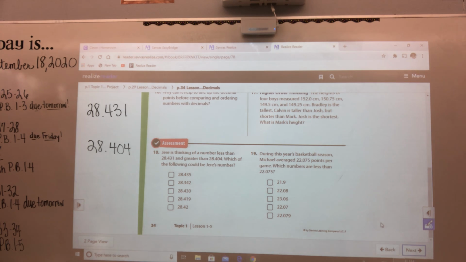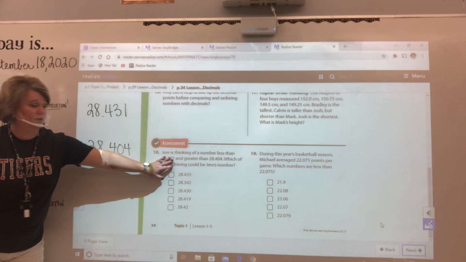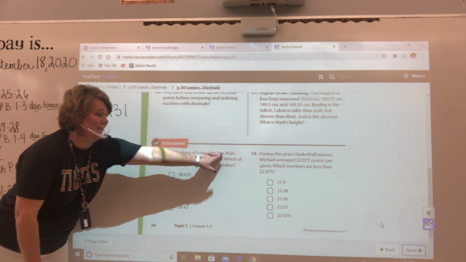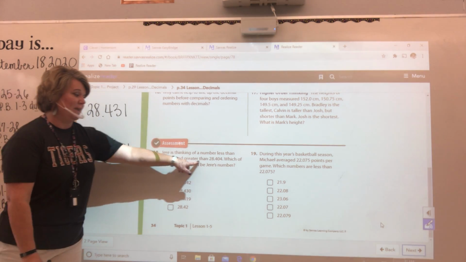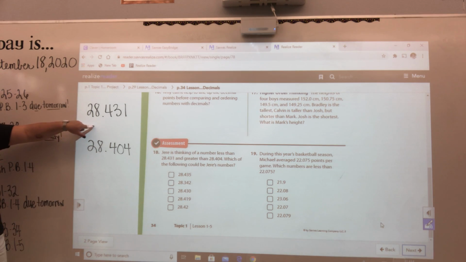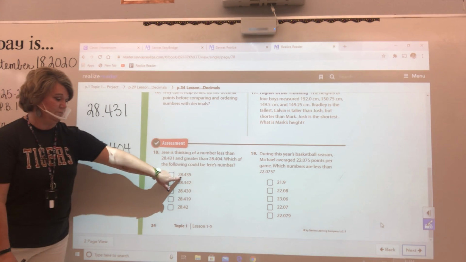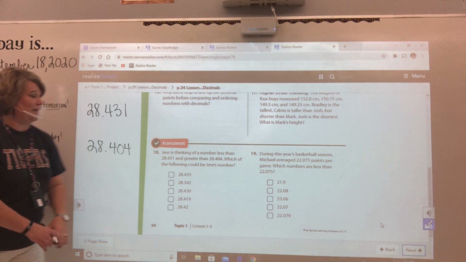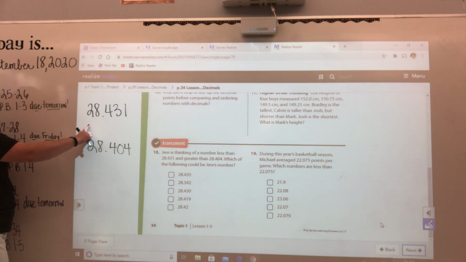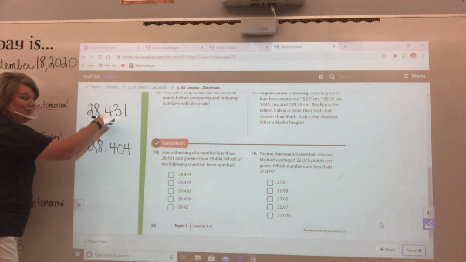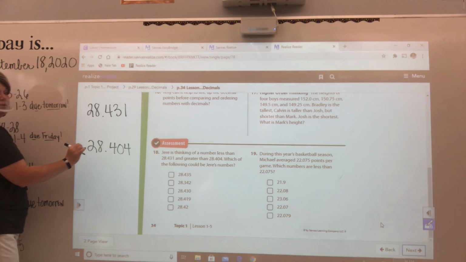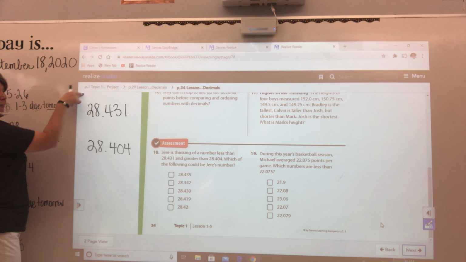Okay, so let's see if we've done this right. I need your help. Jeree is thinking of a number less than this, so wouldn't that be right here? Yeah. But greater than this, so wouldn't that be right here? Yeah. Okay, so let's look at the first one, 28.435. Is that less than this? No. Where would 28.435 go? Up here, wouldn't it? So that's not the answer.